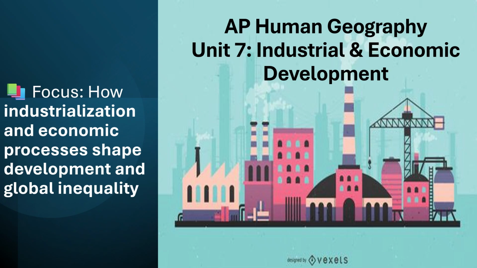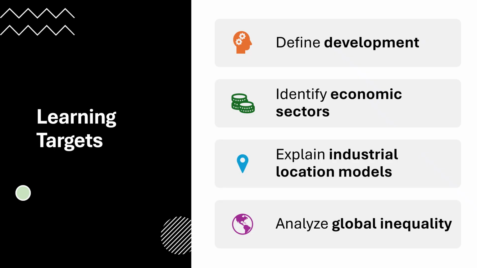Welcome to AP Human Geography, Unit 7, Industrial and Economic Development. Hi, this is Mr. Jacoby, and today's review will focus on how industrialization and economic processes shape development and global inequality. Our learning targets will be defining development, identifying economic sectors, explaining industrial location models, and analyzing global inequality.